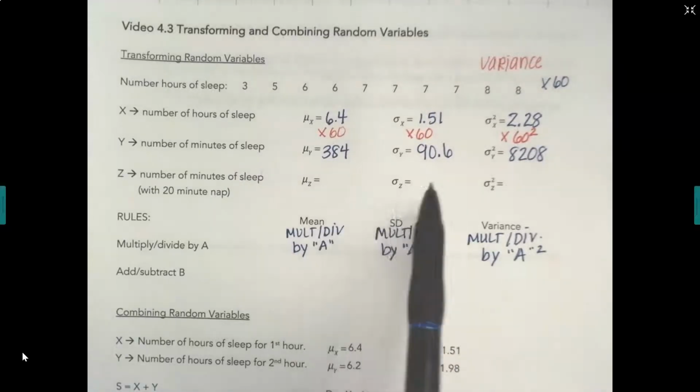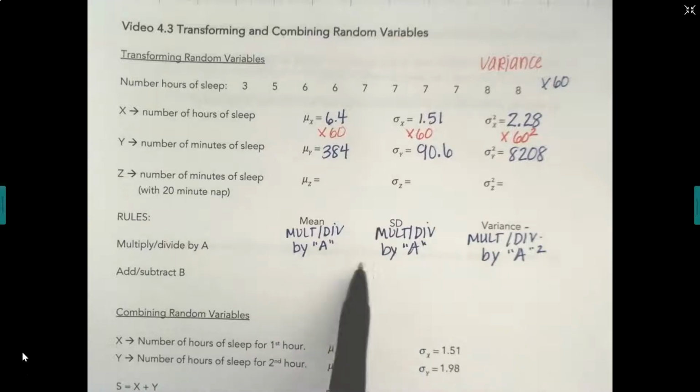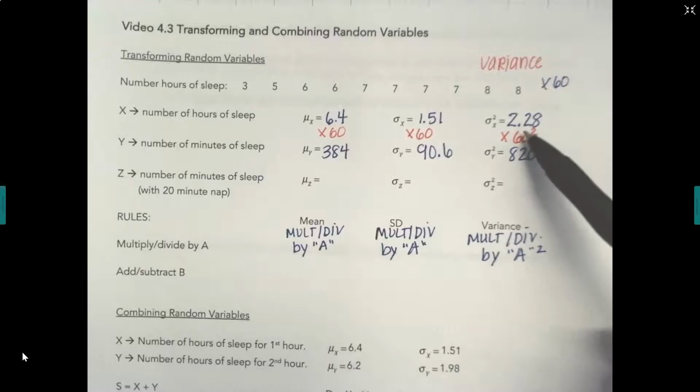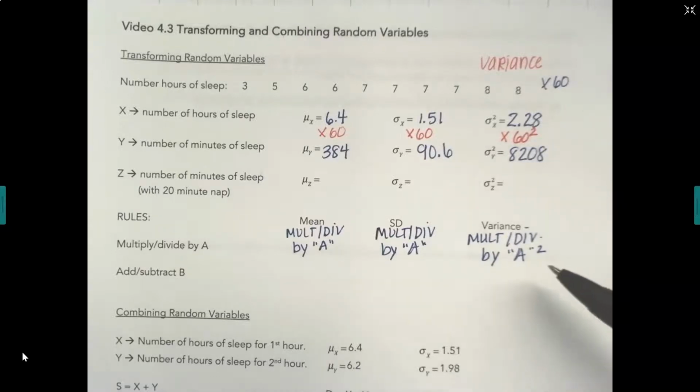So that's multiplying or dividing. You'll multiply the mean and the standard deviation by whatever you're multiplying by to get the new mean and standard deviation. And you'll have to square it when you do the variance, because the variance is a squared number.